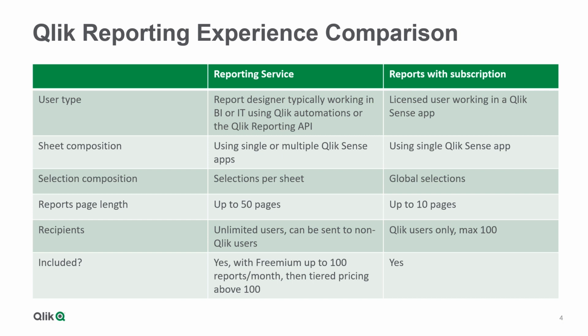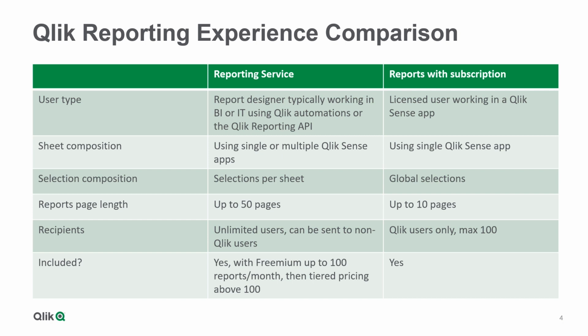The first is targeting the report designers typically working in BI or IT using Qlik Automations or the Qlik Reporting API. You can create reports using one or multiple QlikSense applications. Selections are applied at the sheet level. The report's length is up to 50 pages, and you can send these reports to unlimited users, to both users with a Qlik entitlement and non-Qlik users. This centralized reporting service is included in your Qlik Cloud subscription up to 100 reports per month. Additional reports have an extra cost.